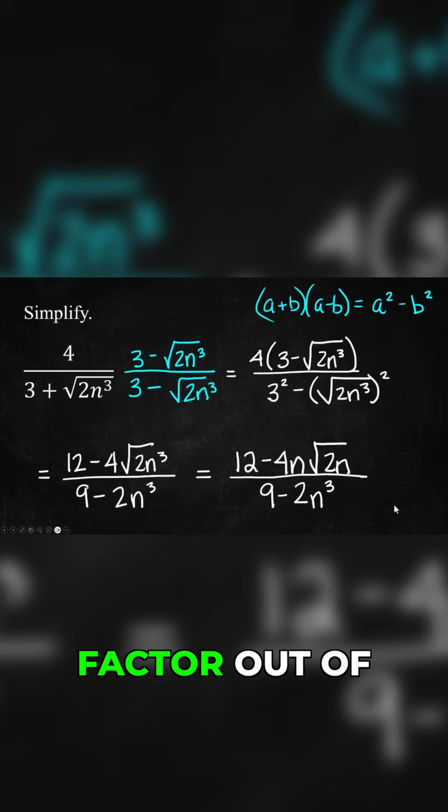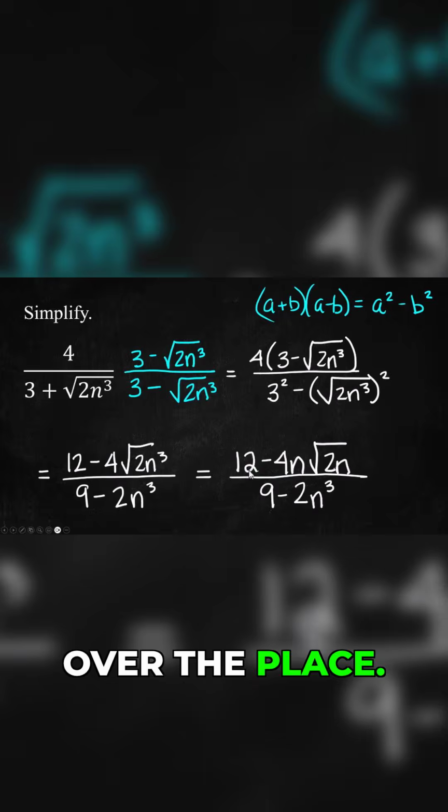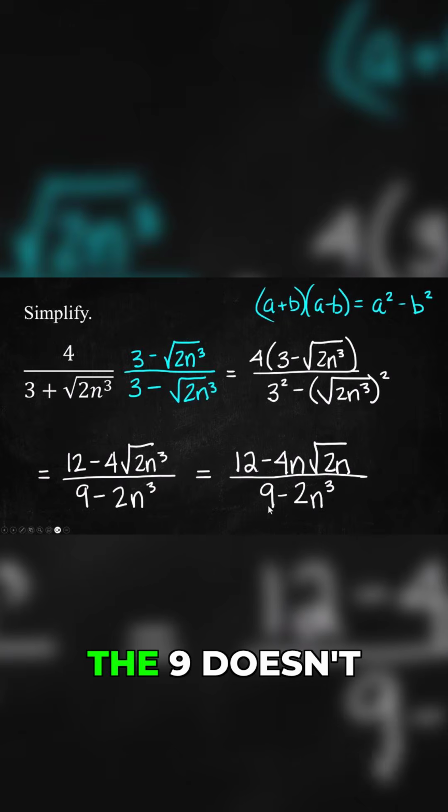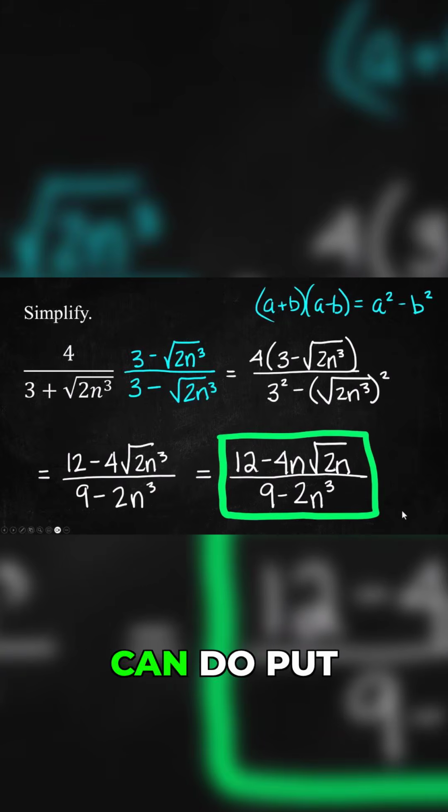There is nothing else I can factor out of there, even though there's n's all over the place. This 12 doesn't have an n factor, and the 9 doesn't have an n factor. So the best we can do is put a box on it.